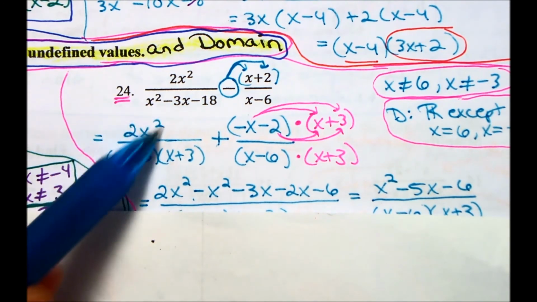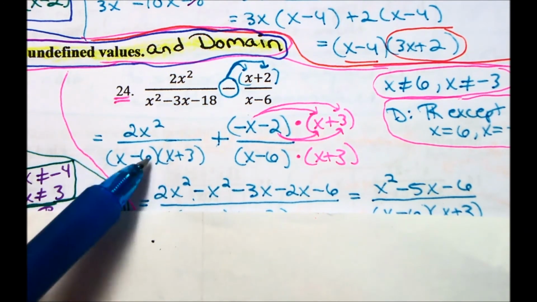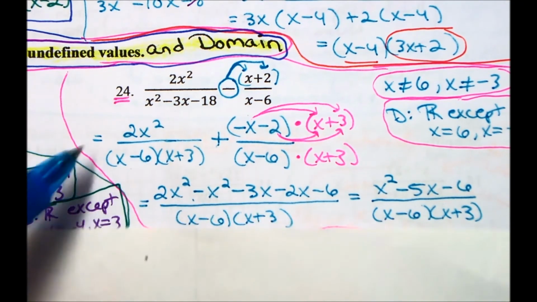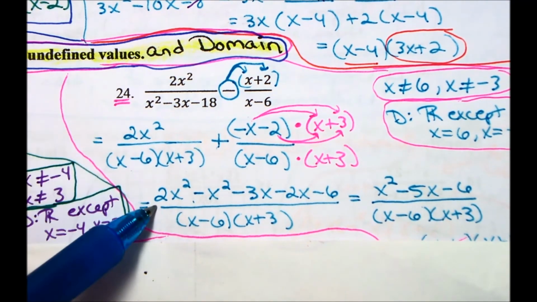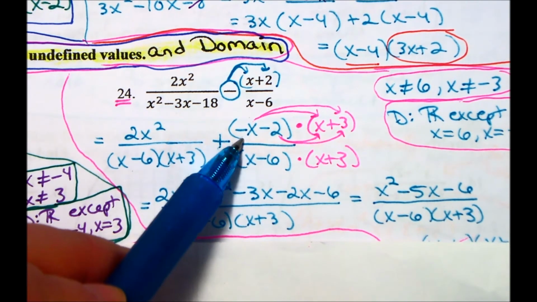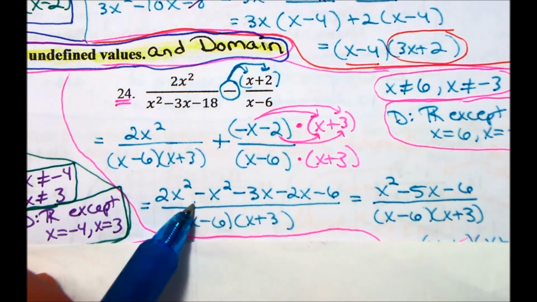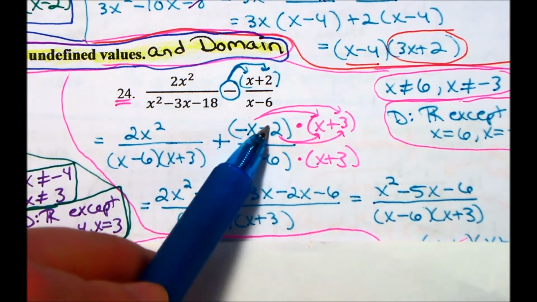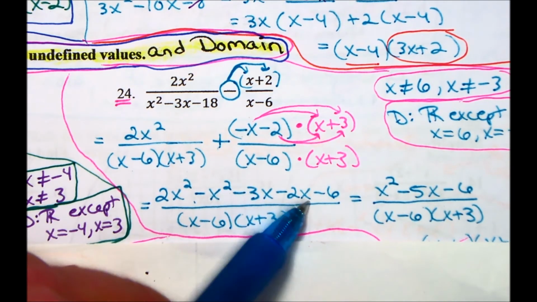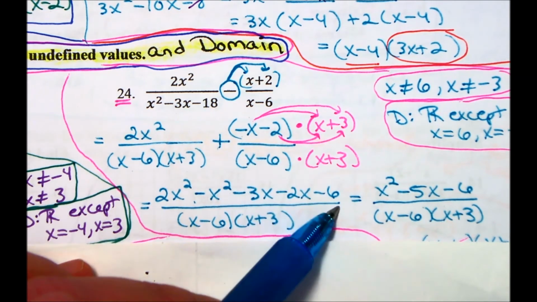So notice this 2x squared I brought down, but since the denominators are now going to be the same, I can make it all one fraction. So the 2x squared comes from here. The negative x times x would be negative x squared. The negative x times 3 is negative 3x. Negative 2 times x is negative 2x. Negative 2 times 3 is negative 6.